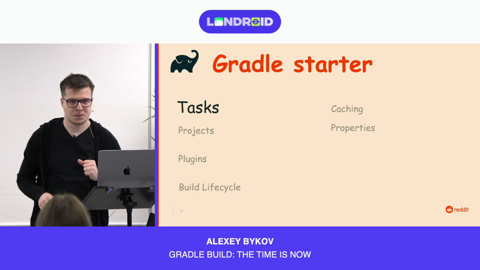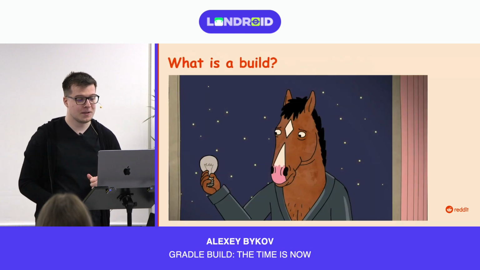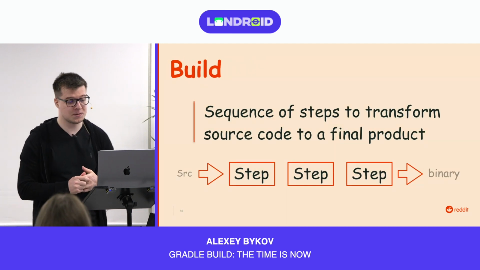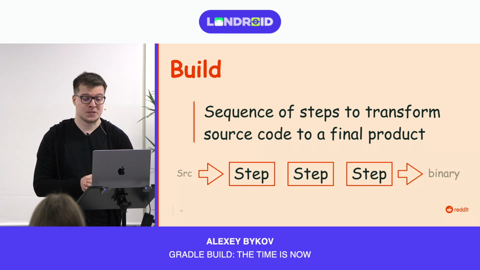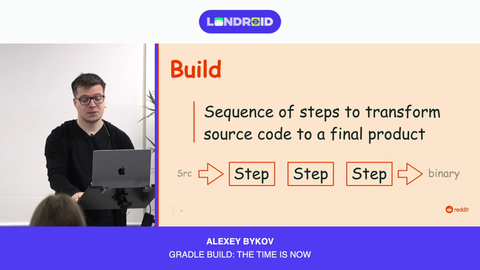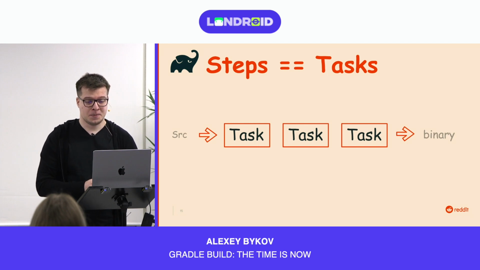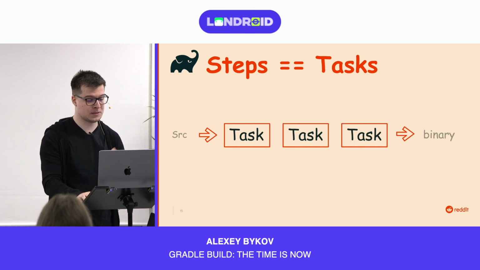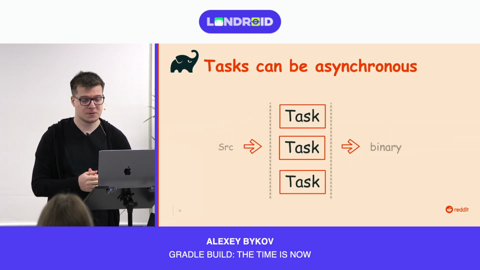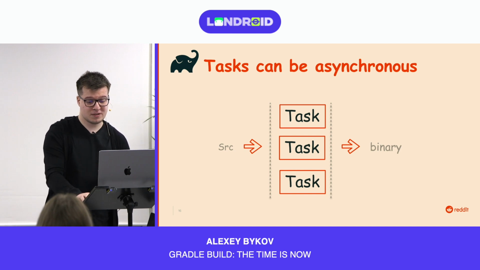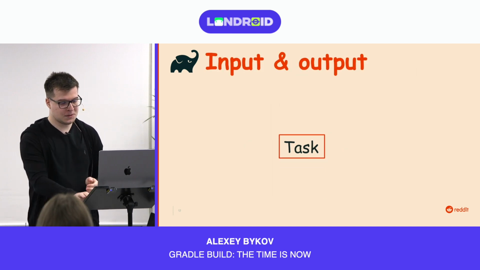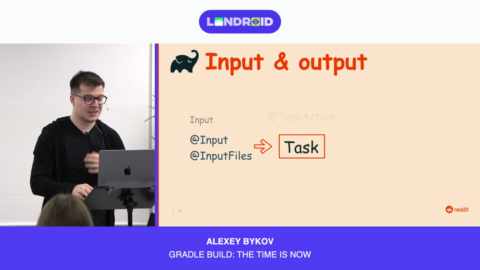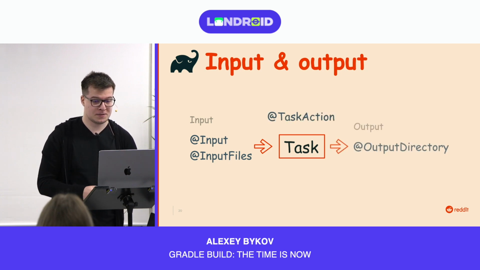And the best way to explain what the tasks are is to explain what the build is. So a build is actually a sequence of steps to transform the source code to the product, which is actually binary, and in Gradle, such steps are called tasks. And it's not obligatory that they are going to be executed step by step. They also can be executed asynchronously. And each task has its own input. Basically, it can be anything, like files, environment variables, and so on. It has some action to perform, and it has an output.